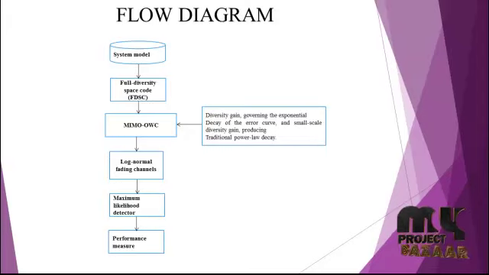The project flow diagram is to measure the diversity gain for MIMO OWC. It means multiple input and multiple output for optical wireless communication. So initially we are creating the system model. In the system model, it is based on our MIMO, it means a multiple input and multiple output system. So we are going to fix the number of transmission and reception. Next we have to apply the full diversity space code. It is based on the diversity of our transmitter side. Next we have to apply the MIMO OWC.